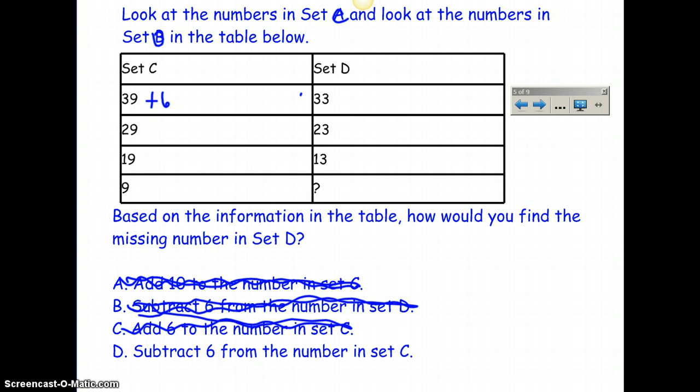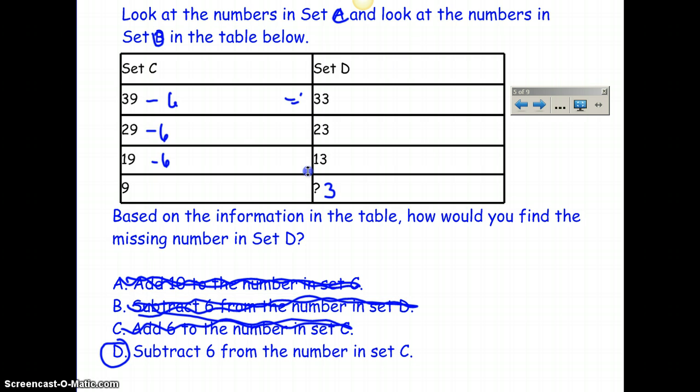Subtract 6 from the number in set C. Let me see, 39 minus 6, that does equal 33. 29 minus 6, that does equal 23. 19 minus 6, yes, so 9 minus 6, that would make this 3. So D is my answer.